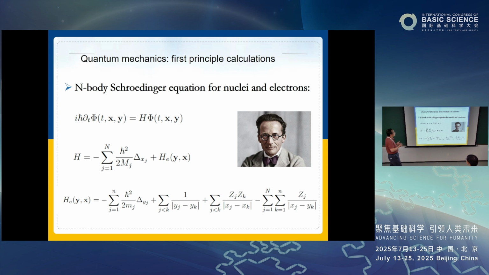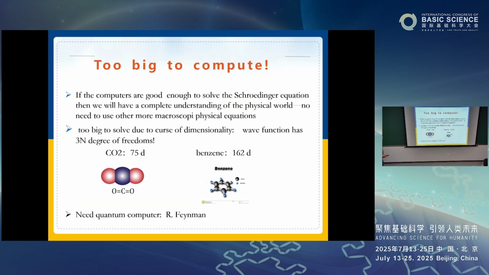First principle calculation means that you solve this equation, all right? And the difficulty of solving this equation is that the problem is simply too big to put into your classical computer. Ideally, if you are able to solve this equation, you can understand everything about our physical world. For example, you can design all kinds of drugs. But that's impossible, according to Richard Feynman. This is an impossible task for a classical computer. That's why we need a quantum computer, all right?